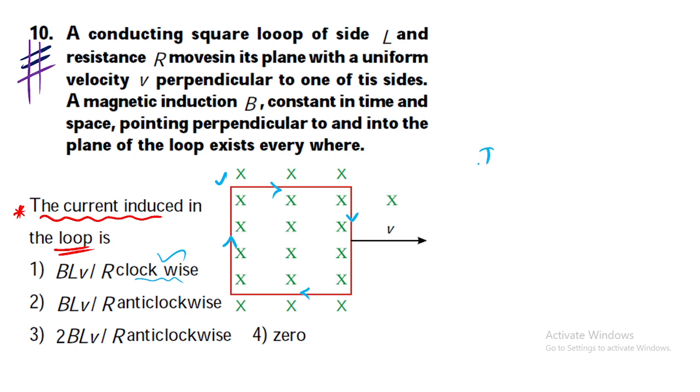And the current formula you know, right? What is the current formula? BLV divided by R. You already know current is nothing but induced EMF divided by R, and induced EMF is nothing but BLV. So which option is correct now? First option. So the first option will be correct. Clear? Just write that down.